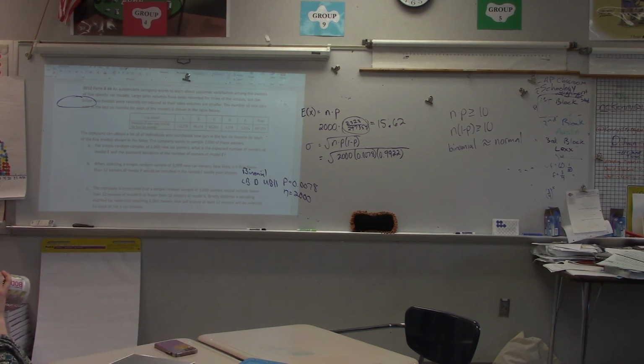This is actually more of a review, but it's important to always consider what we've learned in the past. The company is concerned that a simple random sample of 2,000 owners would include fewer than 12 owners of Model D or fewer than 12 owners of Model E. Briefly describe a sampling method for randomly selecting 2,000 owners that would ensure at least 12 owners will be selected for each of the 5 car models.